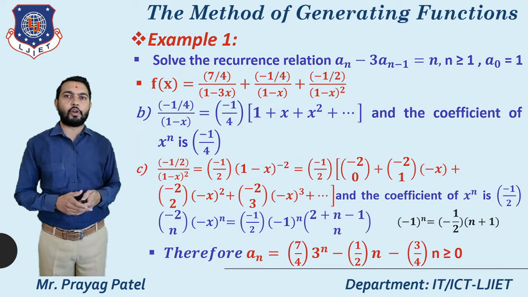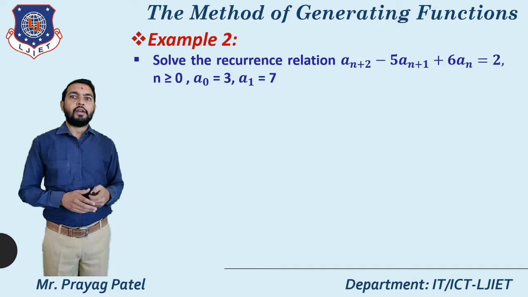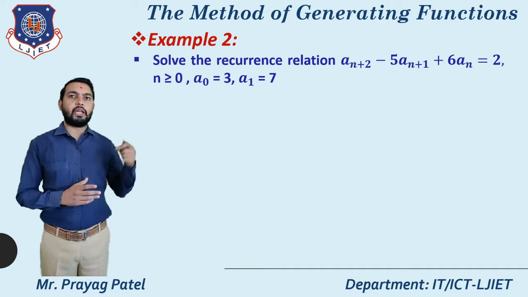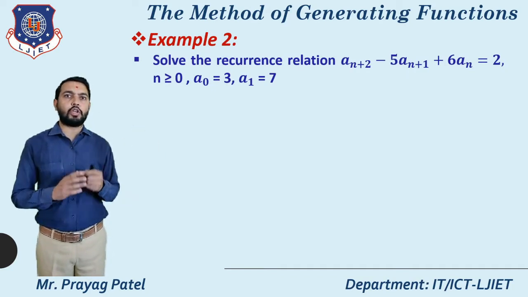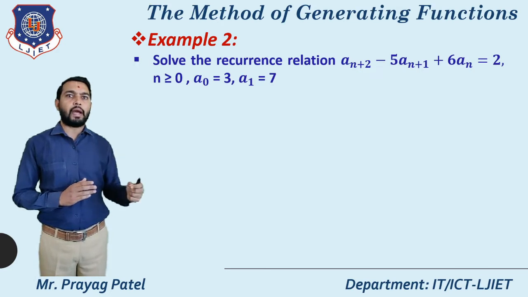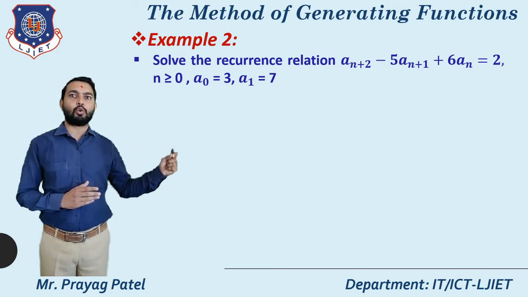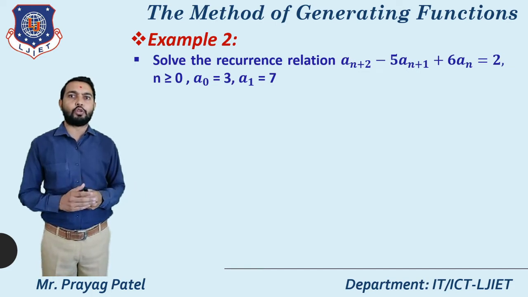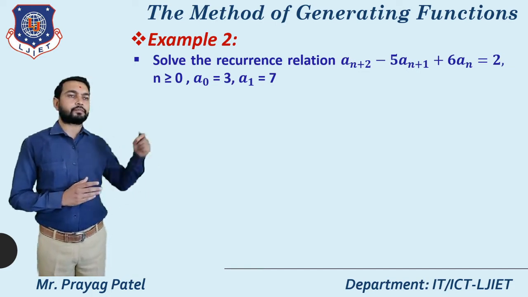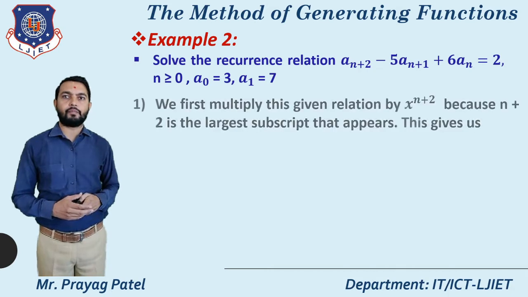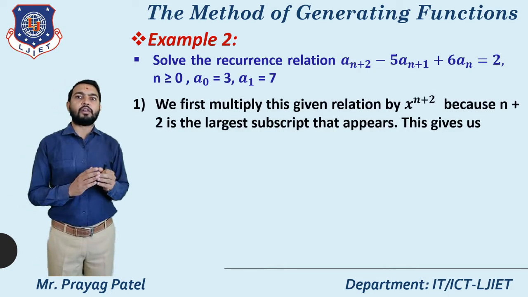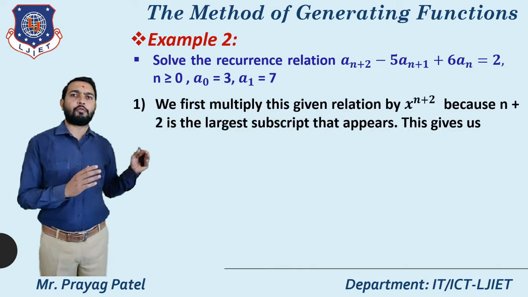So this is a solution for this example number 1. Now next example for the method of generating function. Here a(n+2) minus 5a(n+1) plus 6a(n) is equal to 2, for n greater or equal to 0, a0 equal to 3 and a1 equal to 7. Now here we conclude according to steps 1, 2, 3, 4, 5.